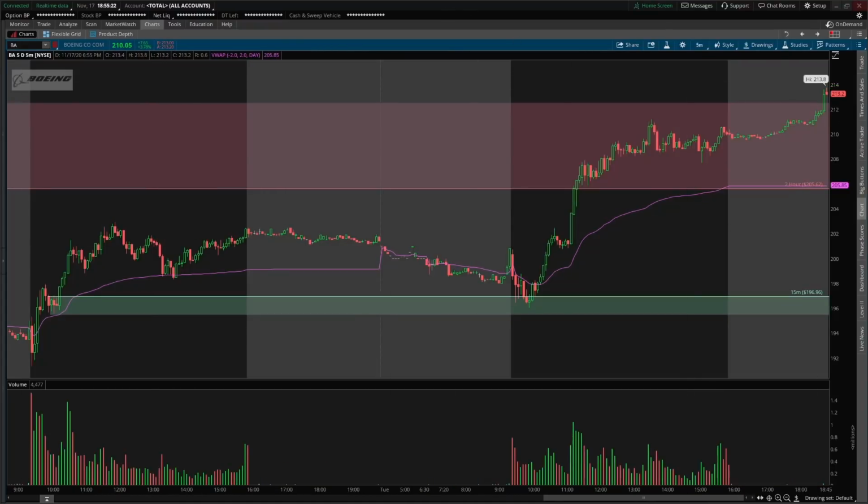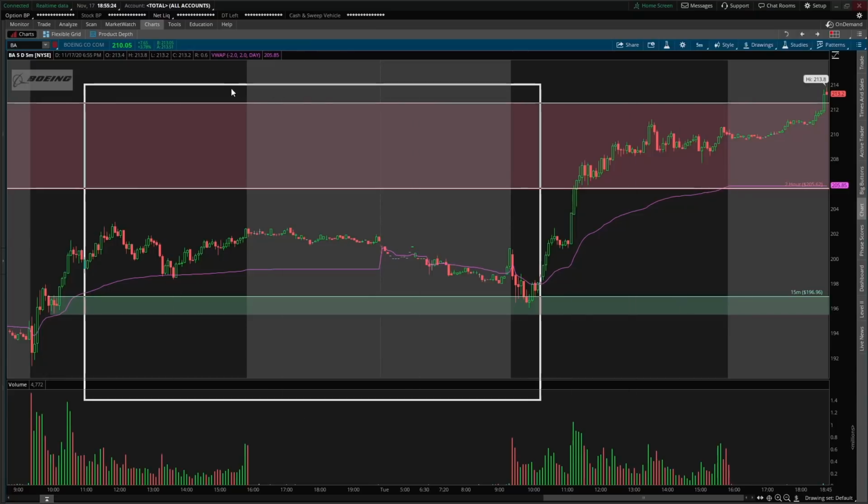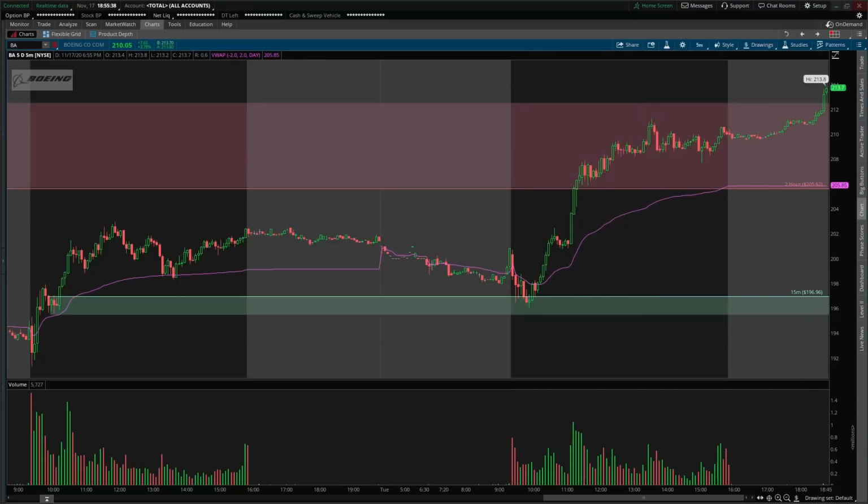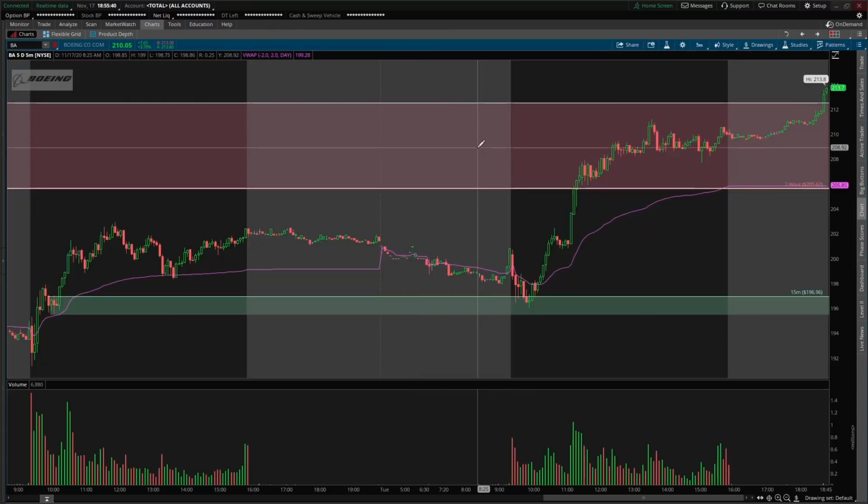Boeing was another monster trade. I know a lot of traders made very good profit off of this in the Discord room. So the pre-market plan stated that Boeing is on watch. As long as we are above 15-minute demand at 197, I'm going to be a bull. This thing is forming demand on a higher time frame, so we could speculate that it wants another leg higher, targeting 2-hour supply, which was from the pre-market plan yesterday.